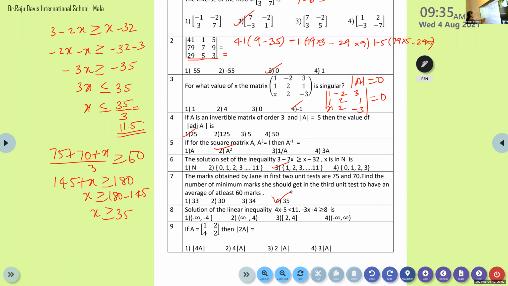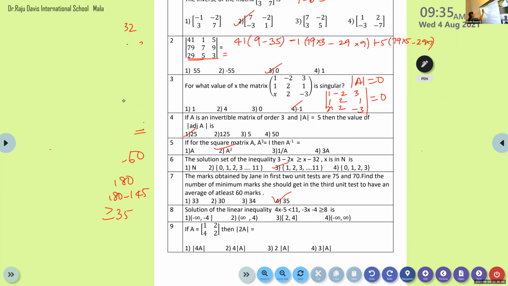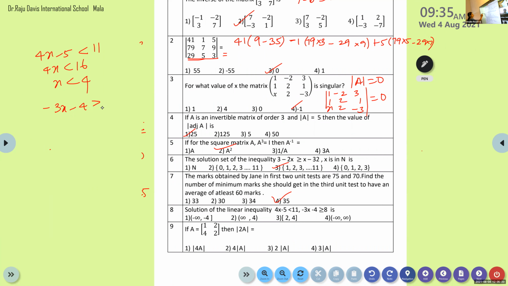Okay. Now look at the next one, the 8th one. What is the answer? We have 2 conditions given. 4x minus 5 is less than 11. So we can write 4x is less than 16, x is less than 4. And the next case is given: minus 3x minus 4 is greater than or equal to 8. So we get minus 3x is greater than or equal to 12. So when you divide by negative, the inequality will change. 3x will be less than or equal to minus 12. X is less than or equal to minus 4.